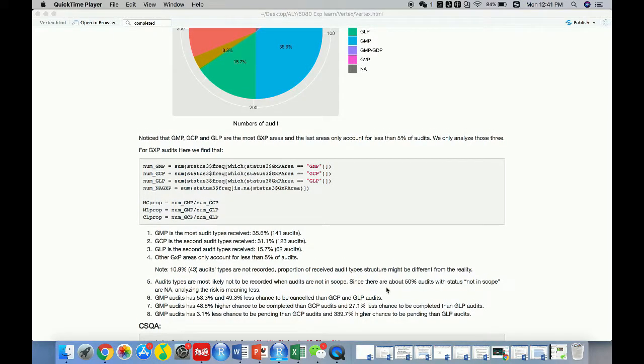But since GLP audits have about the same pending rate as GMP audits, and GMP audits have a lower rate of being cancelled, I would say GMP and GLP audits are kind of similar, but GCP audits are worse than those two.